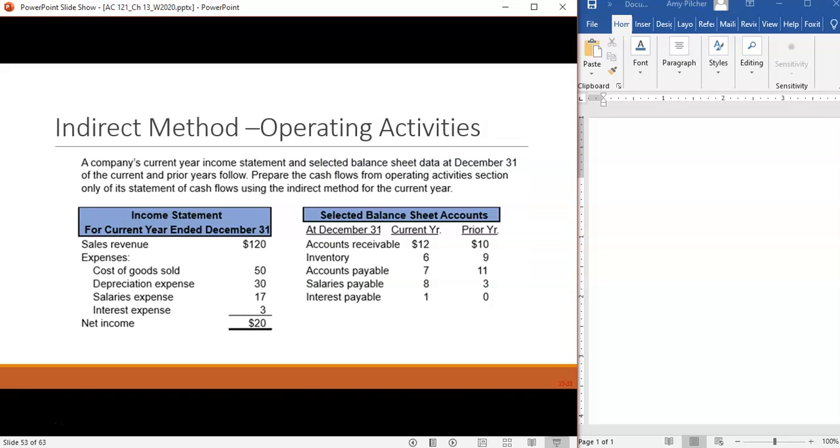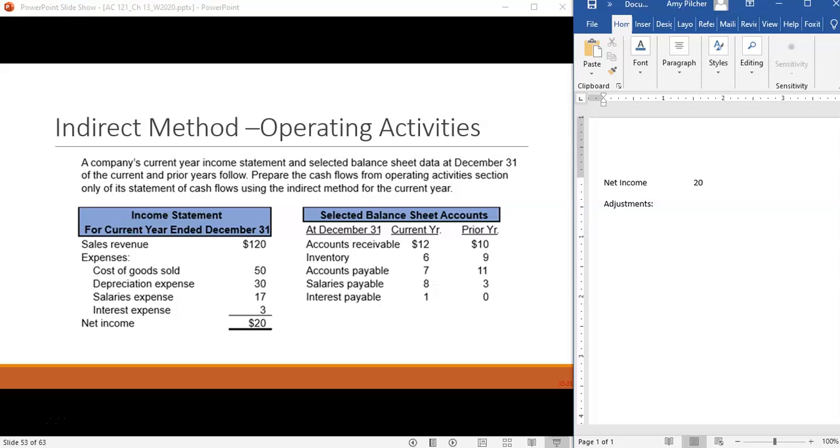So we have this information. We have an income statement and some information about our balance sheet accounts for this company. We're going to prepare our operating section. We're only going to look at the operating activities because that's the only thing that changes between the direct and the indirect method. So for the indirect method, we start with net income. And then we make adjustments.